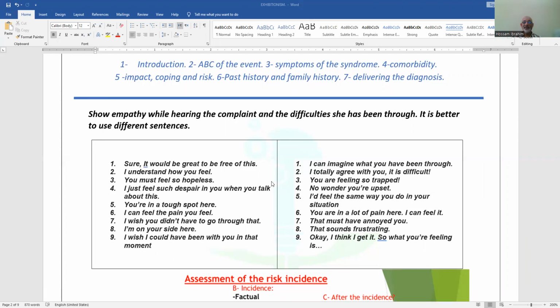Here are some sentences which will help you to show empathy. You don't need more than 4 to 5 sentences, but make sure that you use them in the right way. The most important time in which you should show empathy and pay attention to the feelings of the patient is at the very beginning, when the patient starts to talk, when the patient starts to express his feelings towards anything which you are going to discuss with him.